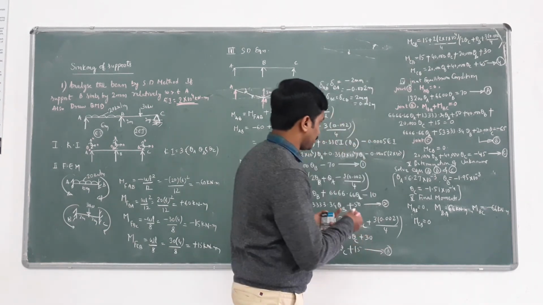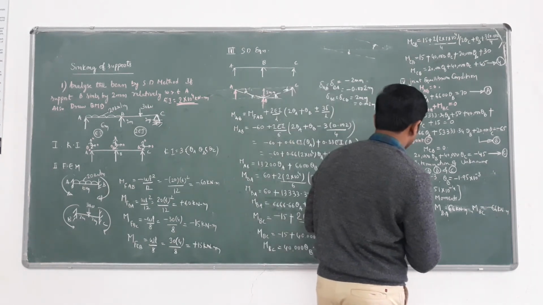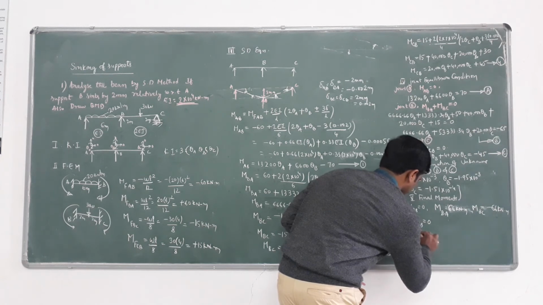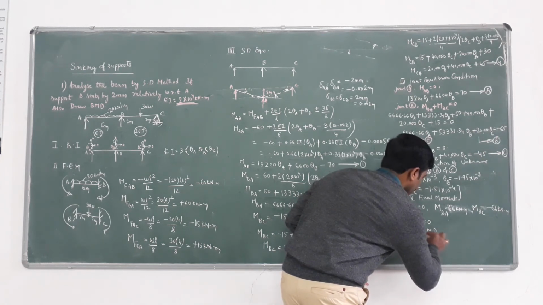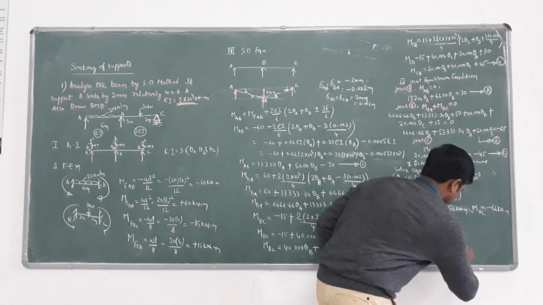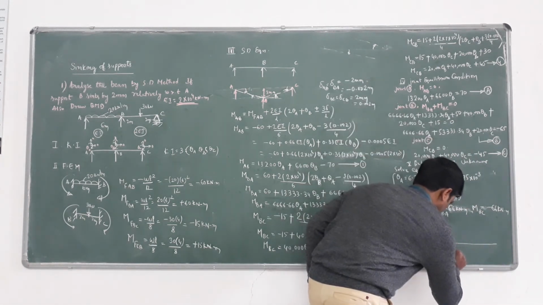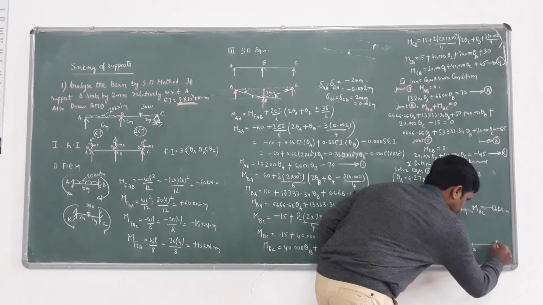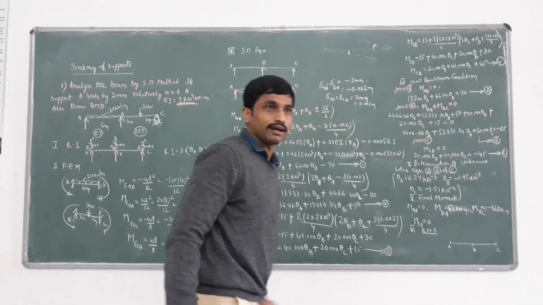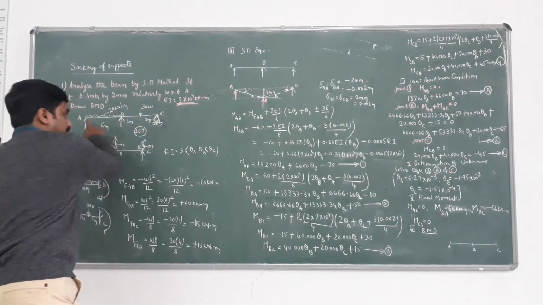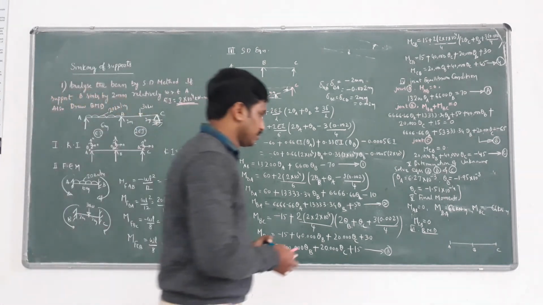The last step is BMD. The very last step is BMD, bending moment diagram. It's very simple. For the bending moment diagram, we are having two spans, A, B and C. First AB we are having UDL. First I will draw the free BMD.